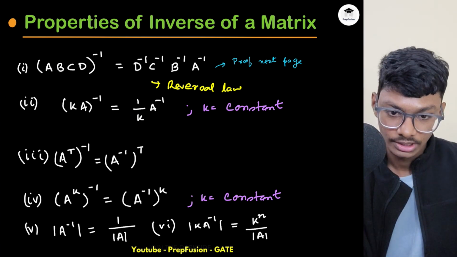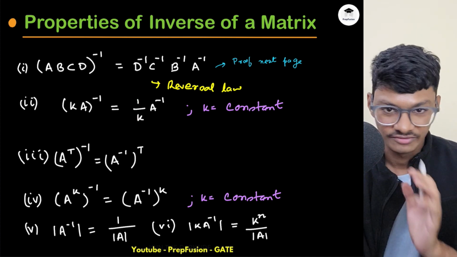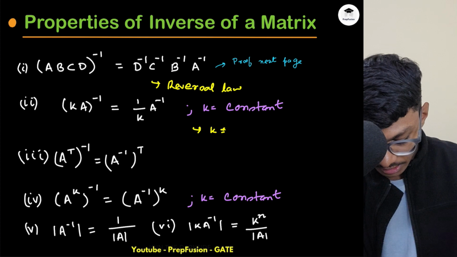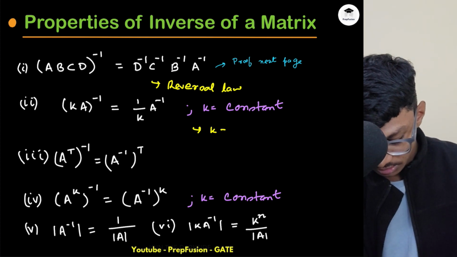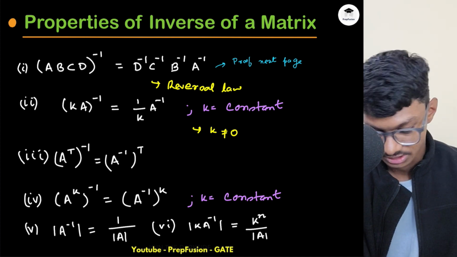Then if I multiply a scalar k with A and then take the inverse, simply it will be 1 by k, self-explanatory. One more condition is important: k cannot be equal to 0, obviously. Then it would become a null matrix, and the inverse of a null matrix doesn't exist.